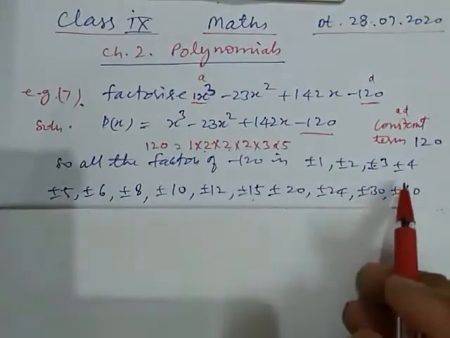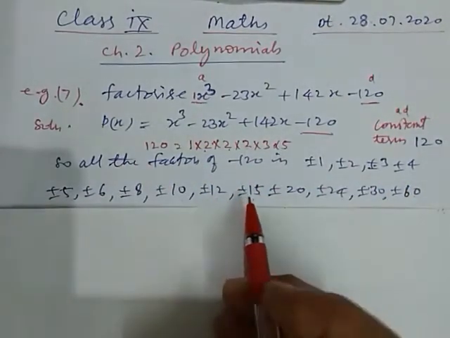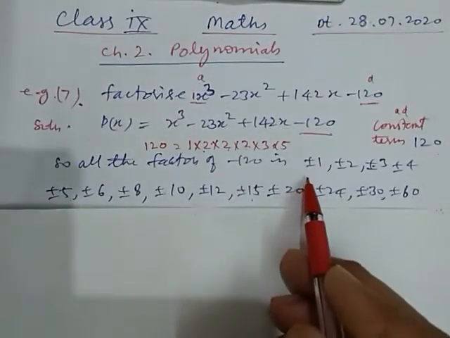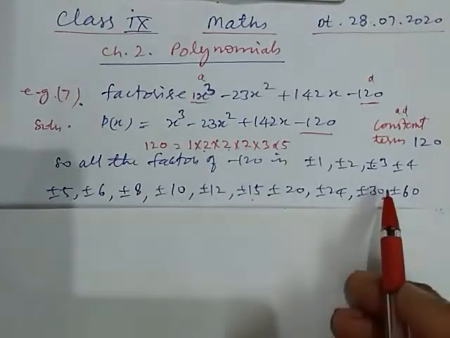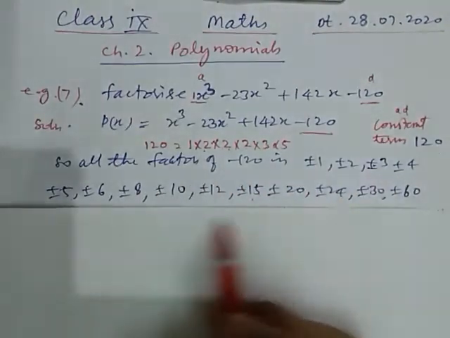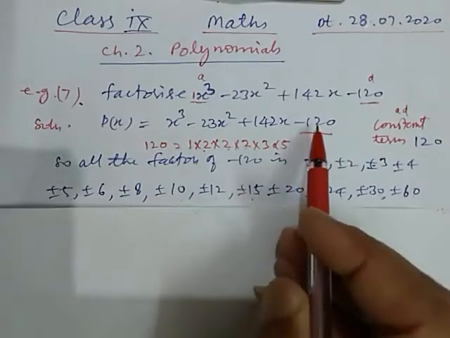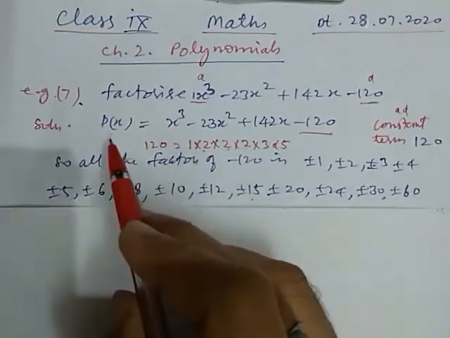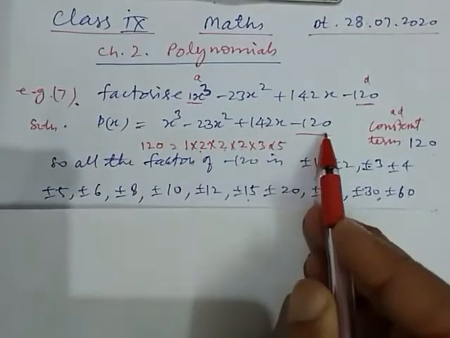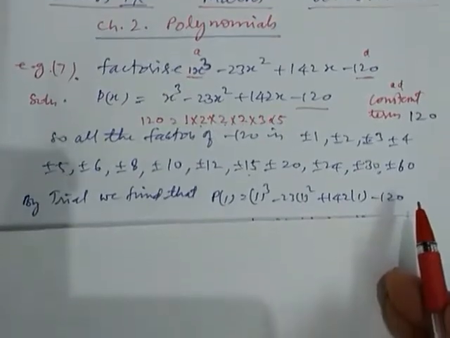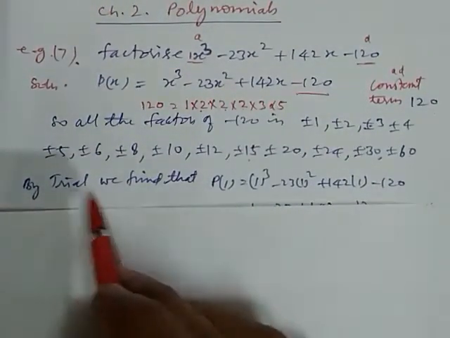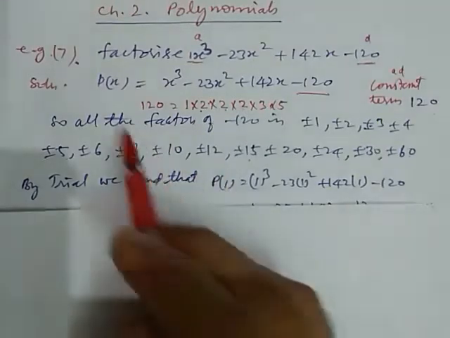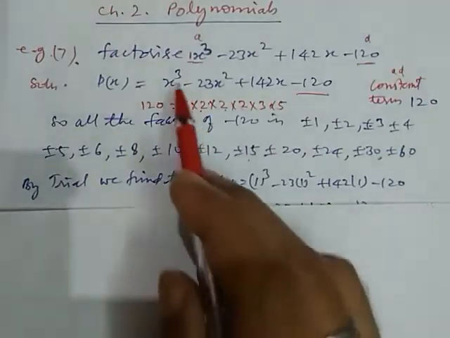So these are the possibilities of different factors. Because here there is the negative sign, they may be plus, they may be minus. So by putting the values of these factors in this polynomial, first we find which is a factor, by putting which the value of the polynomial becomes 0. So here we trial.